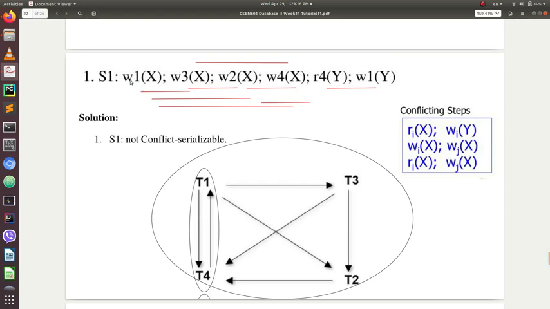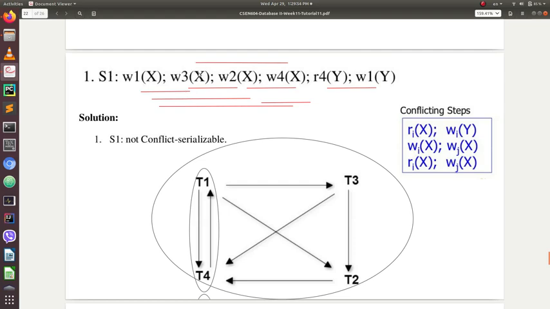Again, after the write operation for transaction 1, transaction 4 writes the element x. So transaction 1 also must come before transaction 4. So I will draw a node called T4, which represents transaction 4, and I will draw an edge going from T1 to T4.